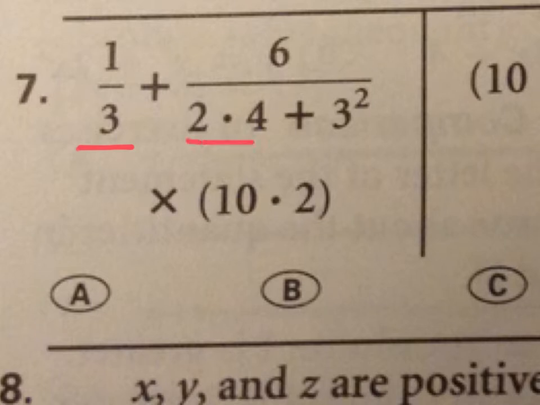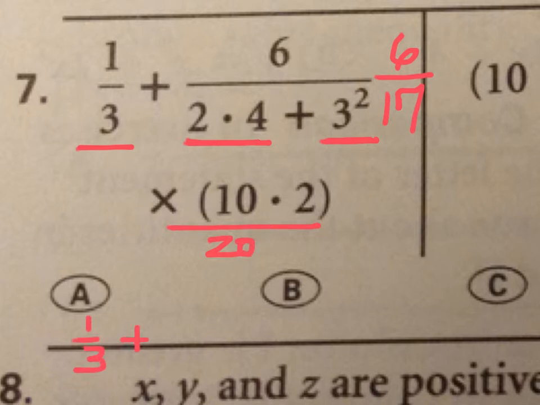Over here, this is 8 plus 9. 8 plus 9 is going to be 17, so this is really 6 over 17. And then, of course, down here we have times 10 times 2. That's going to be a 20. So this problem works out to be 1/3 plus 6 over 17 times 20, which is the same as 1/3 plus 120 over 17.